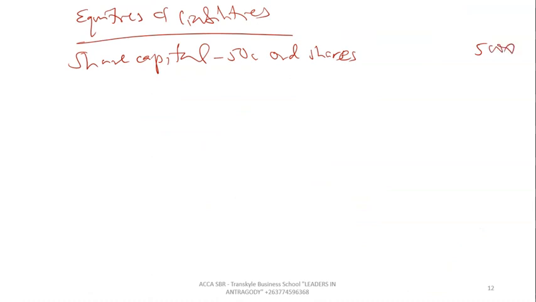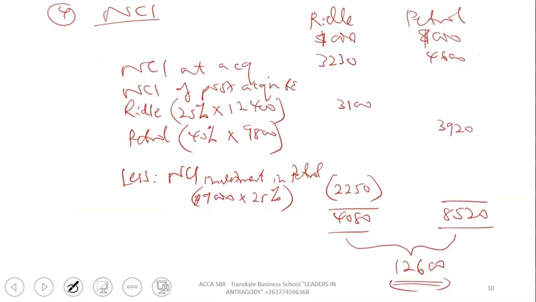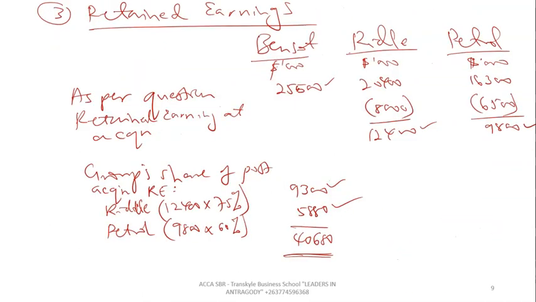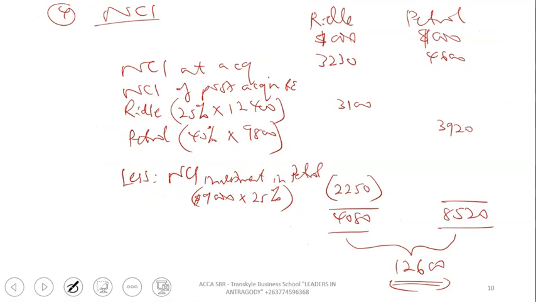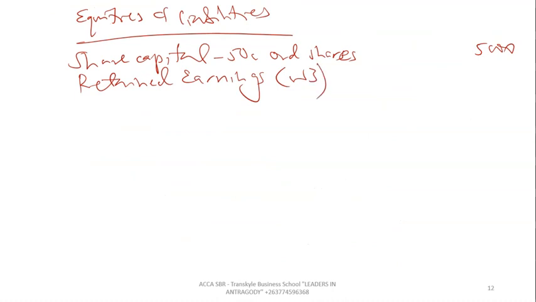Okay, and then we move on to the retained earnings. You don't do the line by line because you have already done the working, which was working number 3, and which was showing total 40,680. So if we add, we get our 45,680.